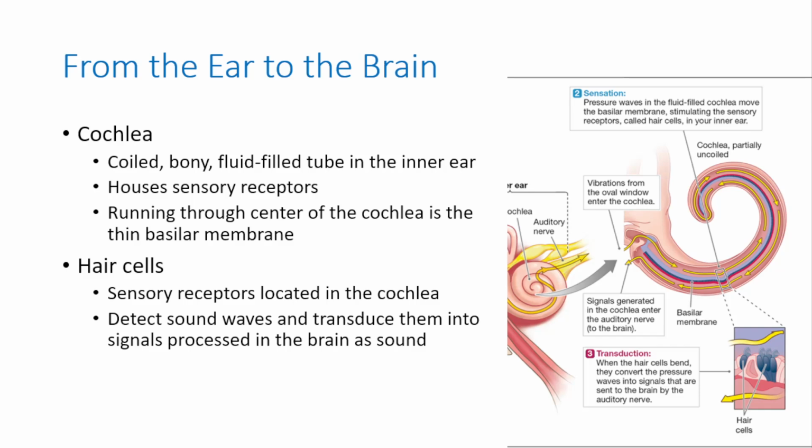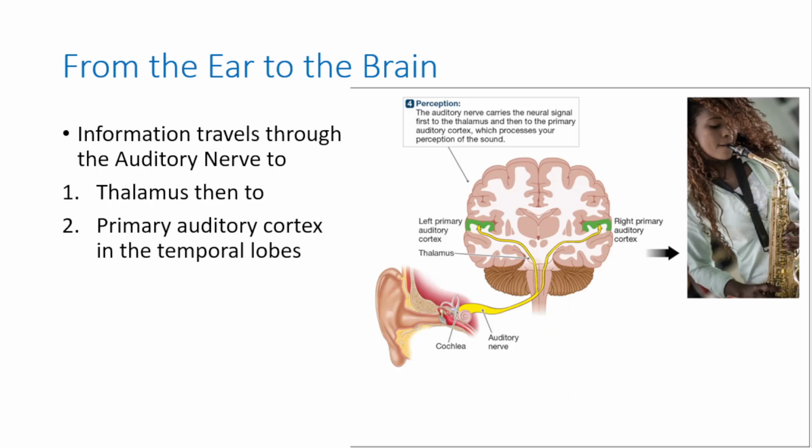So, running through the center of the cochlea is the basilar membrane. And in this, we have these hair cells, which are the actual sensory receptors that are located in the cochlea. Their job is to detect sound waves and then turn them into neural impulses that can then be sent to the brain. So, after it's transformed into these impulses, the information will travel through the auditory nerve and go to the thalamus of the brain. And then it will go to the primary auditory cortex, which is located in the temporal lobes of the brain.